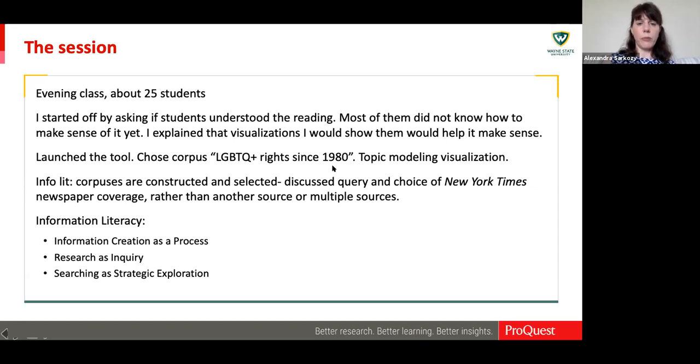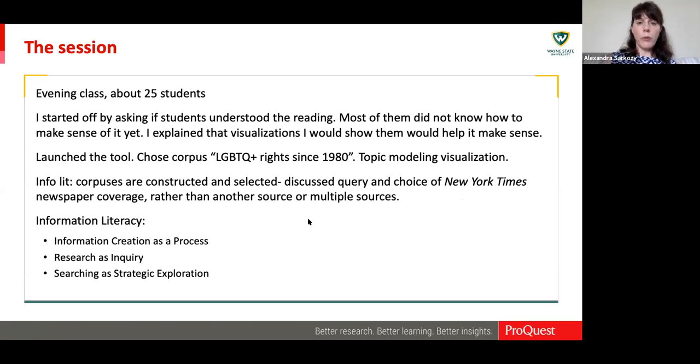chances are they were familiar with some of these debates and knew that LGBTQ plus individuals have been discriminated against for a long time. And this is where I really brought home the concept that corpuses are constructed and selected, because this corpus comes from the New York Times newspaper coverage rather than any other sources. And it's based on certain terms that were in a search query. And all of that is explicitly displayed on the page in the ProQuest TDM Studio.